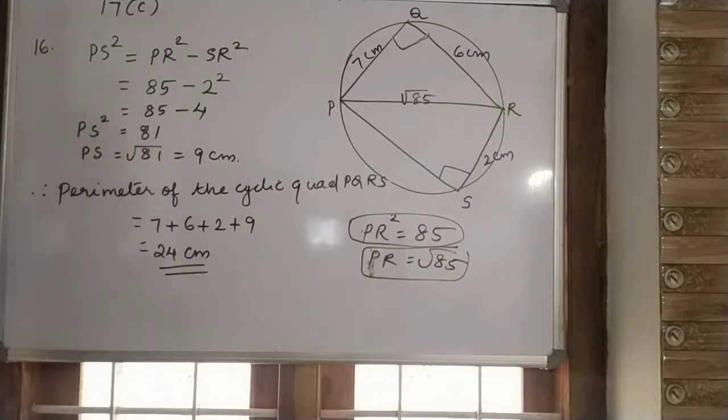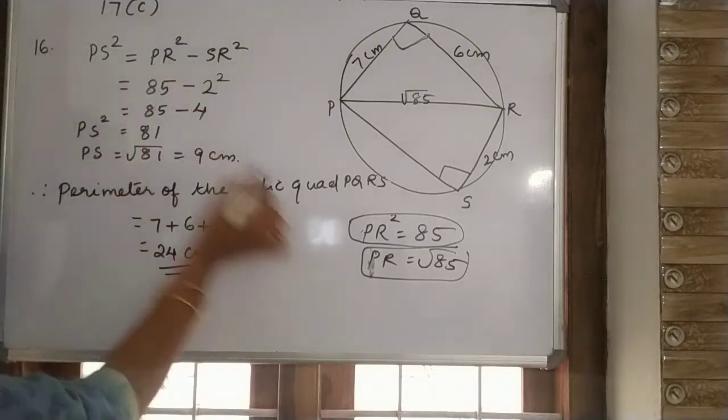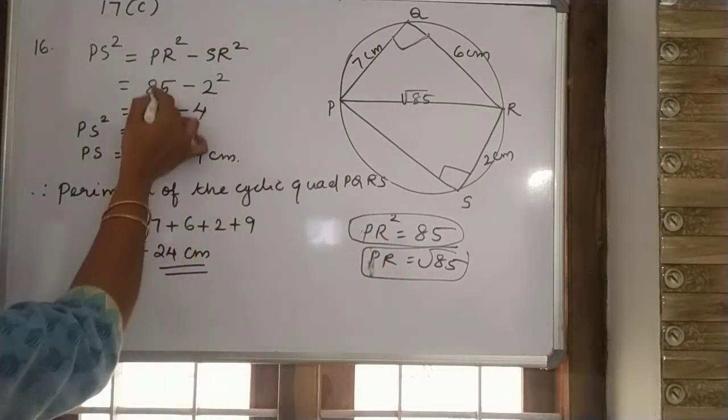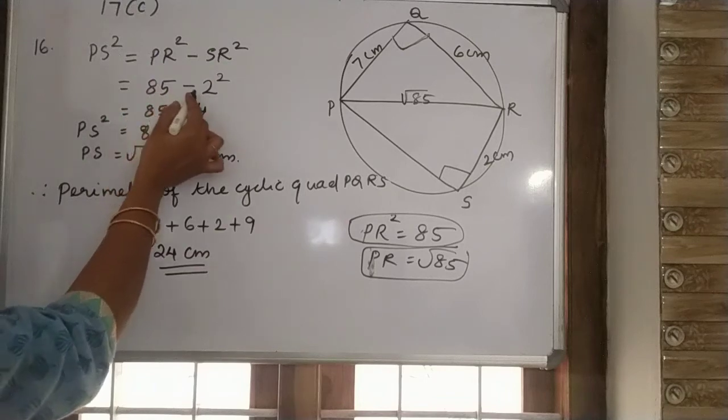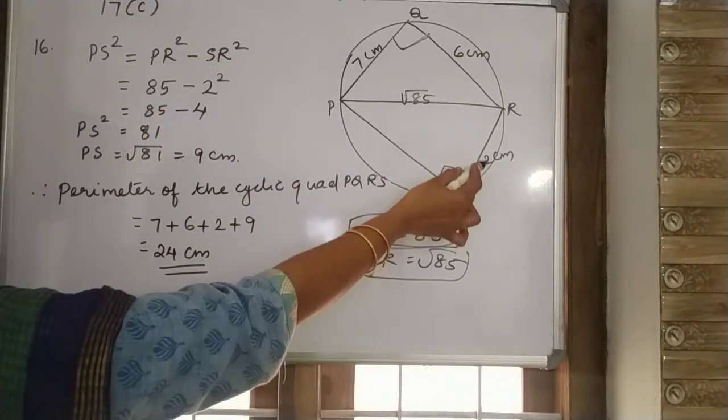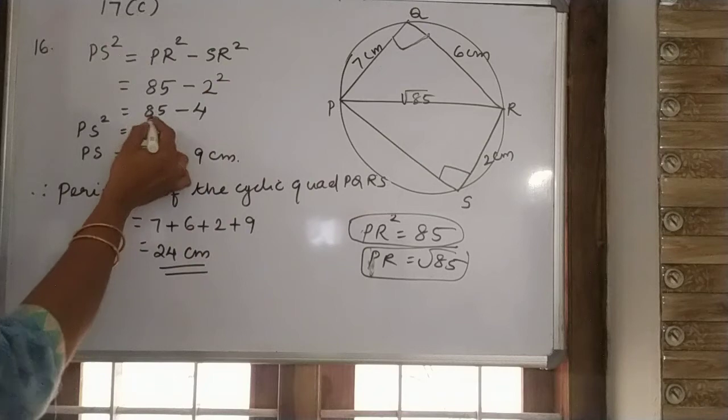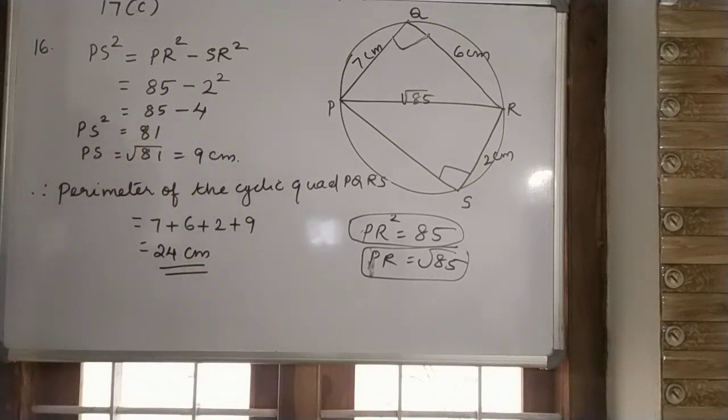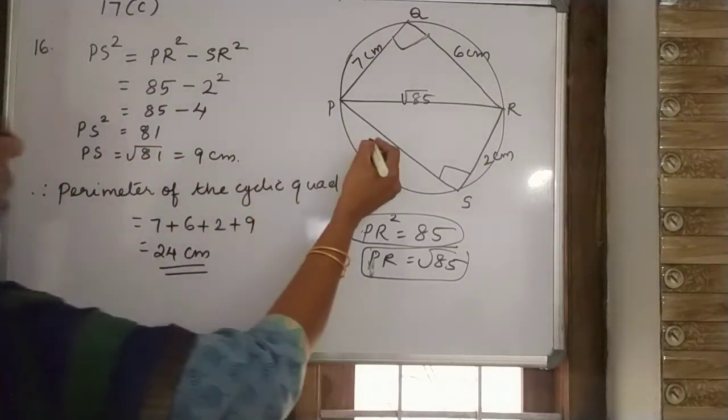So PS square is equal to PR square minus SR square. PR square we got as 85. So directly substitute that, 85 minus SR square, SR is 2, so 2 square. So 85 minus 4, which is equal to 81. So PS square is equal to 81. So PS is equal to root of 81, which is equal to 9 centimeter. So this side is 9 centimeter.